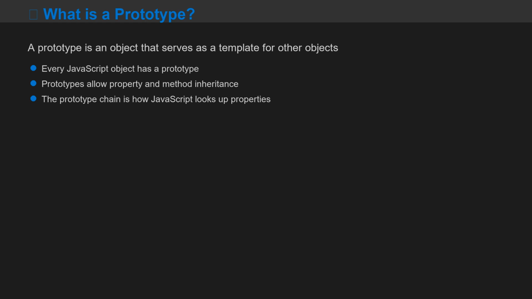So what exactly is a prototype? Let me explain. A prototype is essentially a template object that other objects can inherit from. Every JavaScript object has a prototype, and this is what allows for inheritance. The key points to remember are that prototypes serve as templates, they enable property and method inheritance, and they form the prototype chain that JavaScript uses to look up properties.